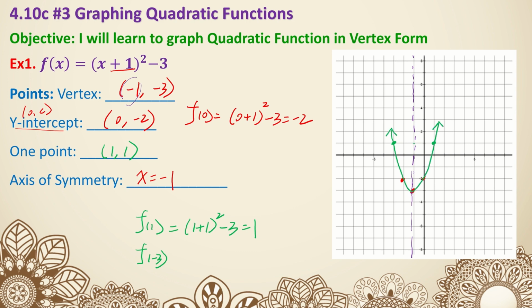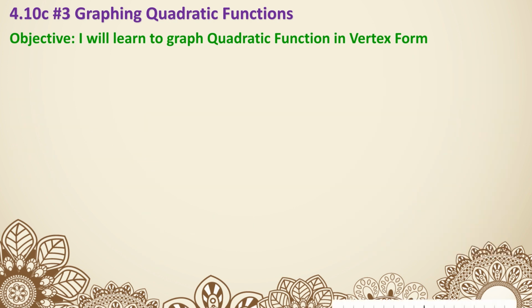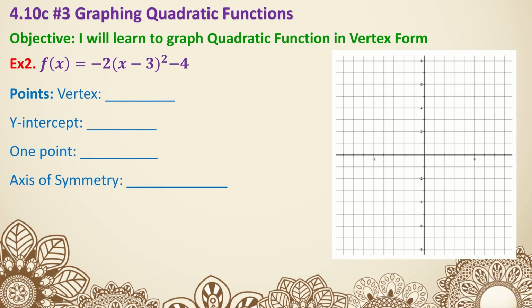That's graphing from vertex form. Let's have a look at one more example. First, the vertex, 3, -4. Right here, 3, -4. There you go. Oh, actually, they're right there.